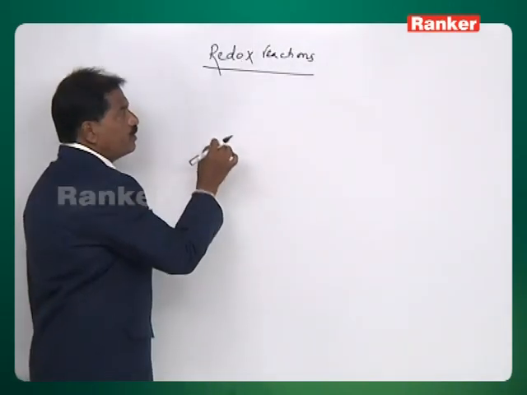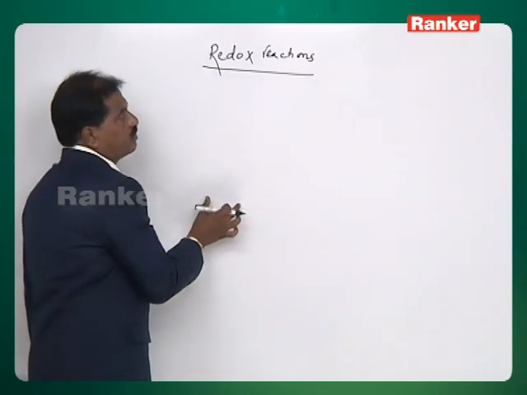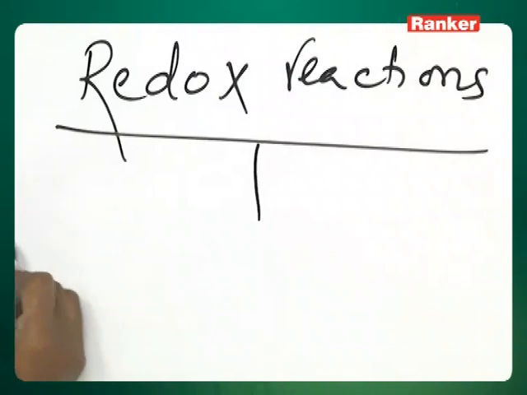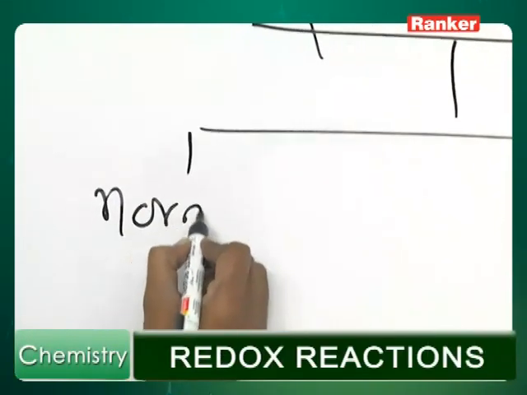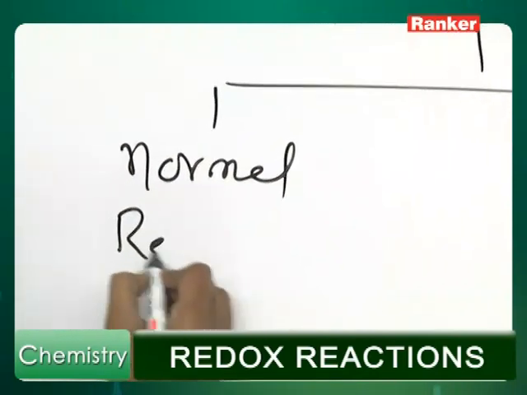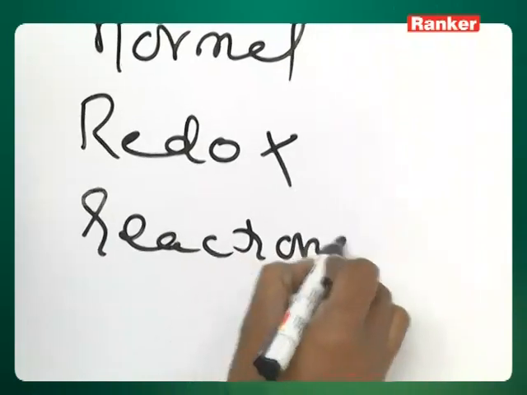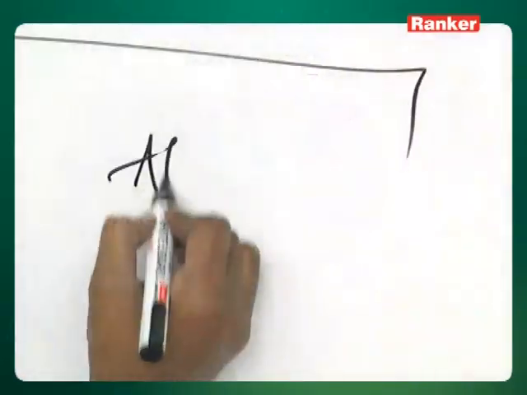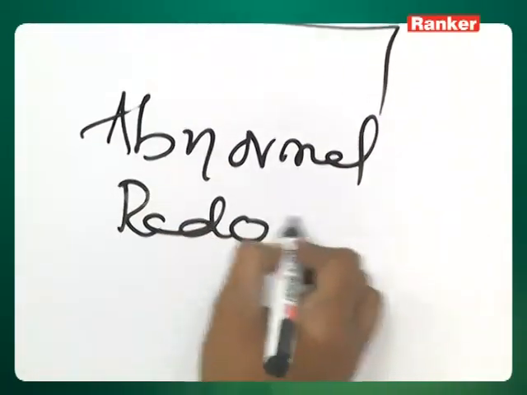Based on the nature of the species that participates in the exchange of electrons, redox reactions are divided into two types. First type, normal redox reactions. Second type, abnormal redox reactions.